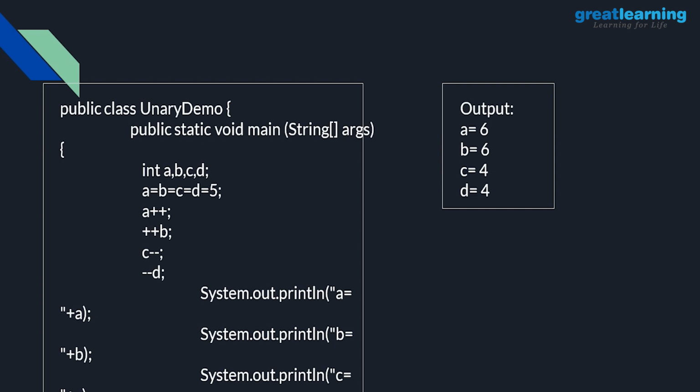Then there is a pre-increment associated with b, so the value of b will be 6. All of these were assigned 5. Then there is a pre-decrement and a post-decrement. Post-decrement of c will still give 5, then in the next line it will be 4. And then the pre-decrement of d, what will be the value of d? 4. Now the output will be as expected, 6644 for the 4 variables.